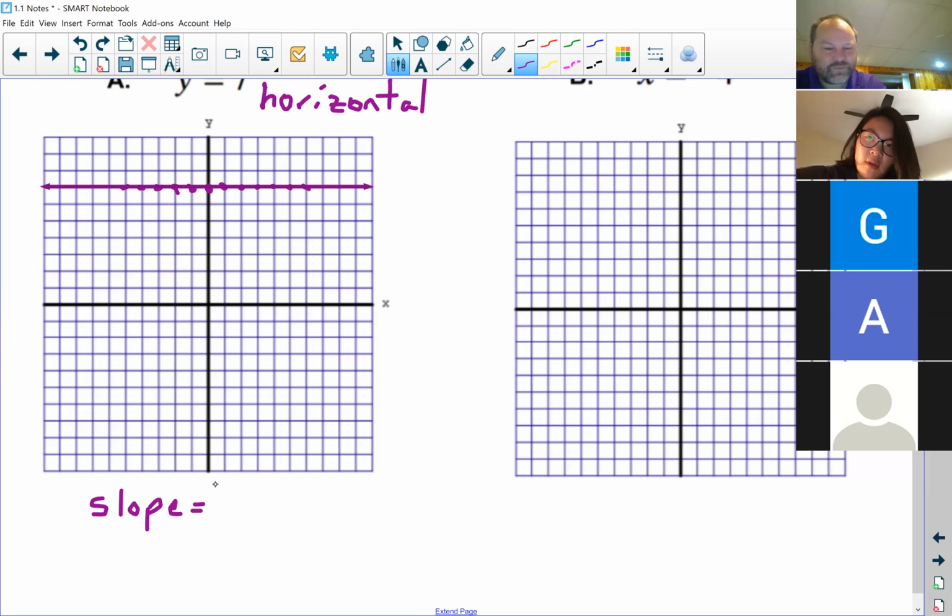Zero over 7. Just 0 is fine, because 0 over anything other than 0 is going to give me 0 as an answer. The 7 that y is equal to actually tells us the y-intercept. It's not affecting the slope. Okay, but 0 is terrific.